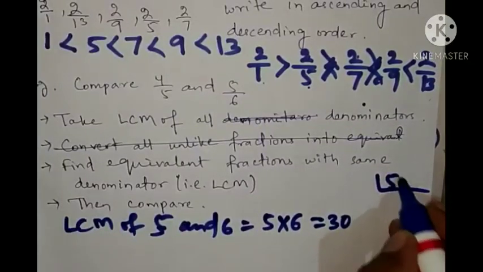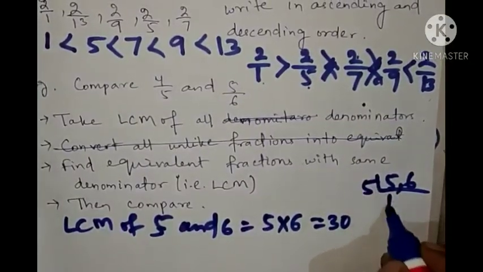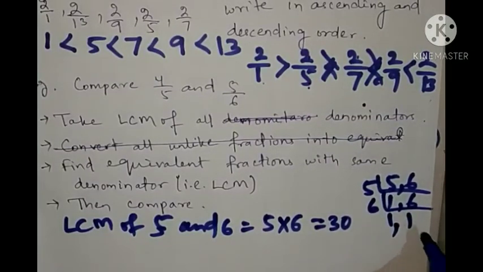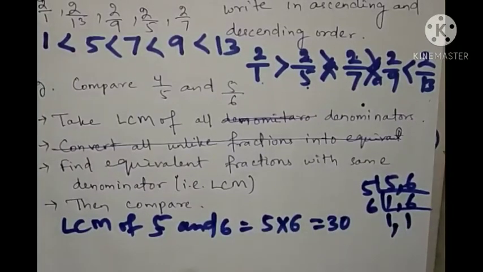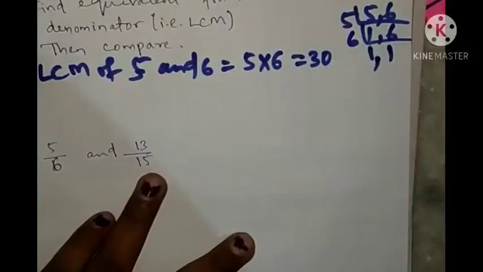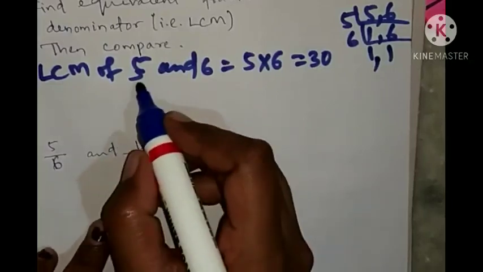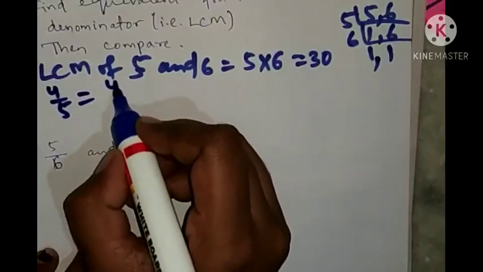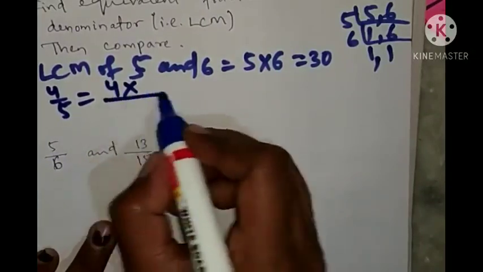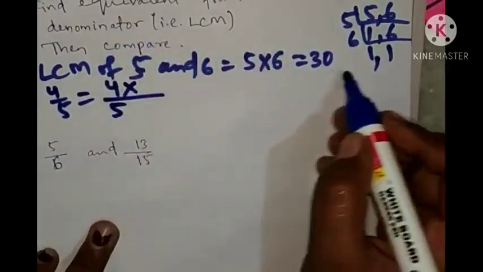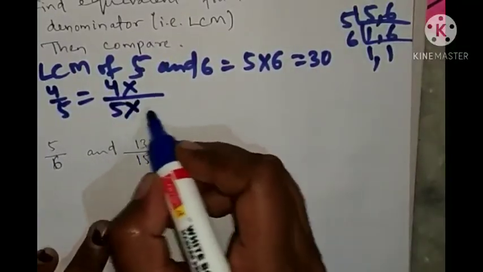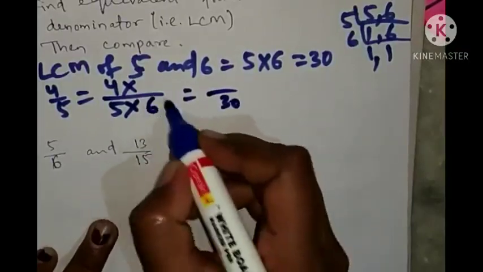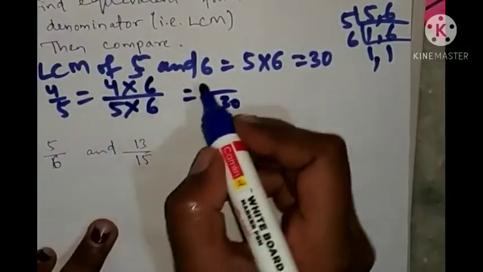Because 5 ones are 5, 6 ones are 6, and 5 sixes are 30. Then what we'll do? We'll convert 4 by 5 into an equivalent fraction with the LCM as denominator. The LCM should be the denominator, so we want the denominator 30. 5 sixes are 30, so 4 sixes are 24.